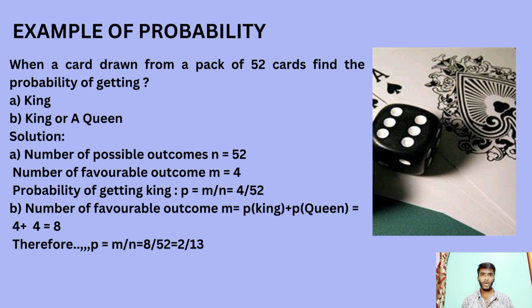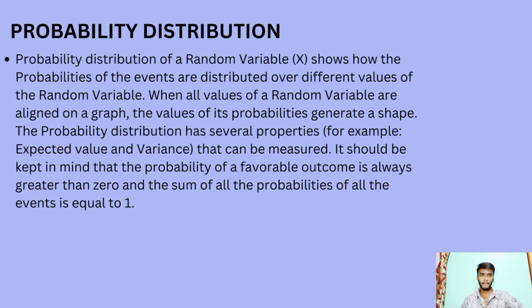The number of favorable outcomes m is equal to p of king plus p of queen is equal to 4 plus 4 is equal to 8. Therefore, p is equal to m divided by n, that is 8 divided by 52. It gives the answer as 2 by 13. The probability of getting a king is 4 divided by 52, because the 52 cards contain 4 kings. Out of 4 kings in the 52 cards, the answer is 4 divided by 52. And for king or a queen, it means the king and also queen are to be included, that is 4 plus 4, which is equal to 8. 8 divided by 52 is the answer.